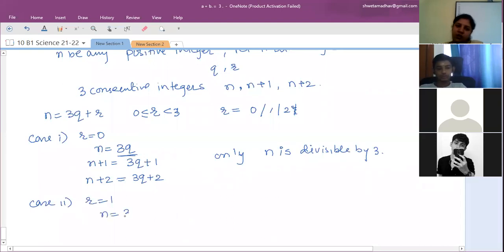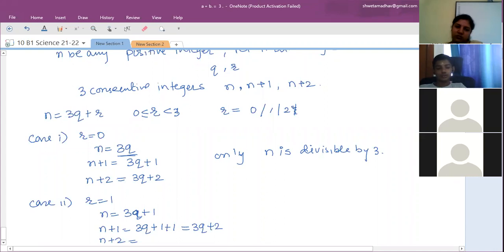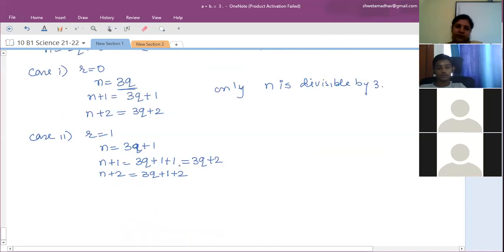Case 2, r is equal to 1. So n is equal to 3q plus 1. Then what is n plus 1? 3q plus 1 plus 1. That is 3q plus 2. And what is n plus 2? 3q plus 1 plus 2, which is equal to 3q plus 3.